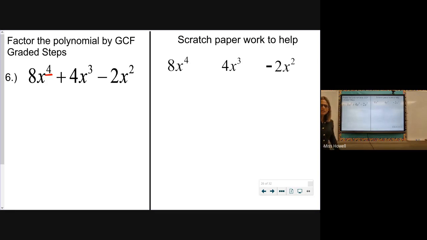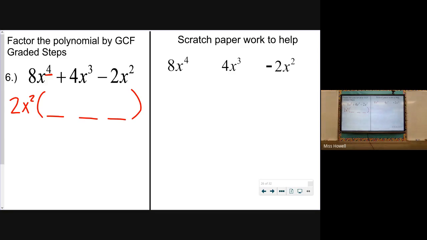But 2 goes into all of it, right? 2 goes into 2, 2 goes into 4, 2 goes into 8. So that would be our biggest number. This has 4 x's, this has 3 x's, this has 2 x's, so they all have at least 2 x's. That's our greatest amount we can pull out here. Now we have a trinomial to start, so we're going to have 3 leftover things in here.